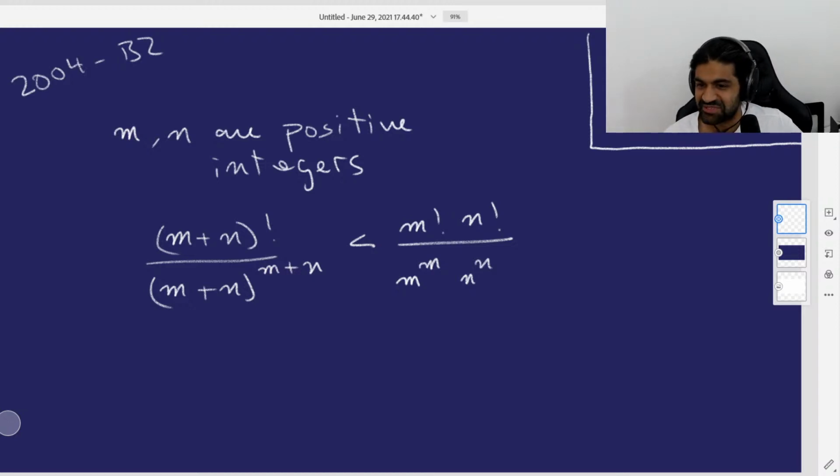I want you guys to take a look at it and think about it. So, by the way, which one are we on? This is 2004 B2, which I believe is number 4 out of 10 problems. So m and n are positive integers, and you want to show that (m+n)! over (m+n)^(m+n) is less than m! n! divided by m^m n^n. Why would that be the case? I'm telling you that this is true.